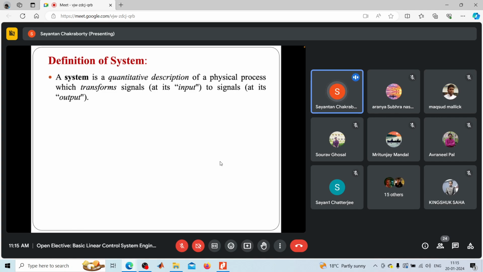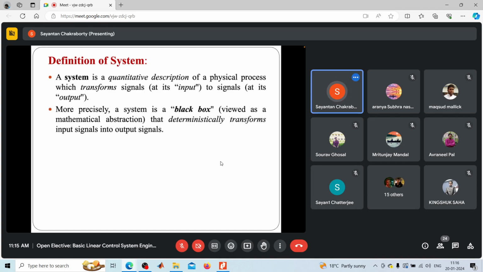Now, it may be a physical process, a physical plant, or anything which has an input and an output, and the quantitative description should define the transformation that the system causes on the input signal to transform it to an output signal. That is how it transforms the input signals to output signals.